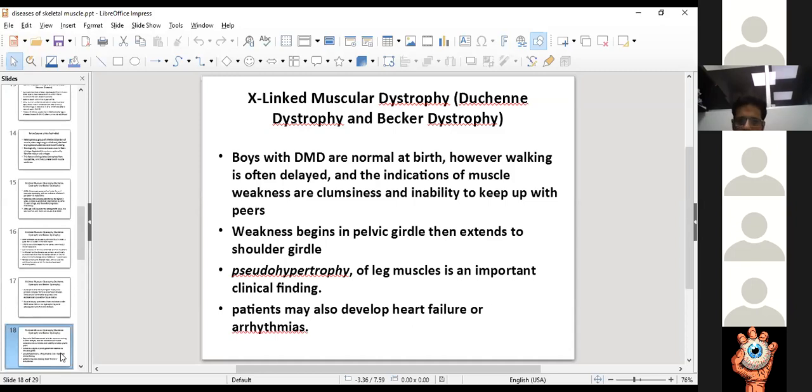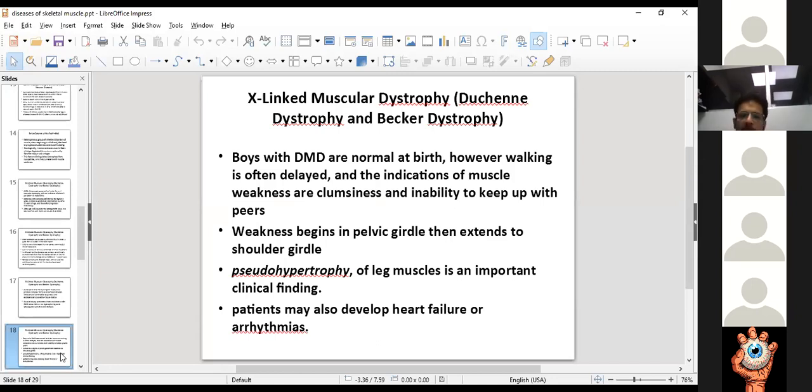Weakness begins in the pelvic girdle, then extends to the shoulder girdle. Another feature that we see in Duchenne's and Becker's is pseudohypertrophy of leg muscles. The calf mass looks good. They seem thick, but they are thick because the muscle is being replaced by fat rather than actual muscle. So if we do a biopsy, it will show largely fat and not muscle, but grossly the leg muscle mass looks normal, hence the name pseudohypertrophy.